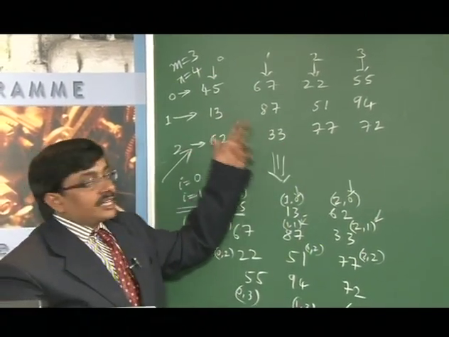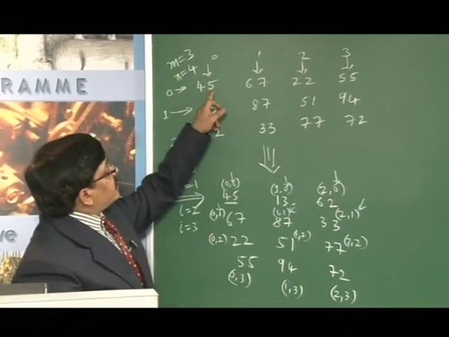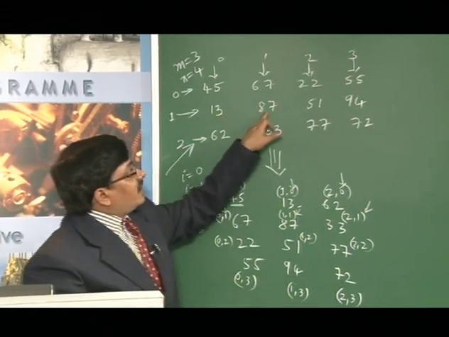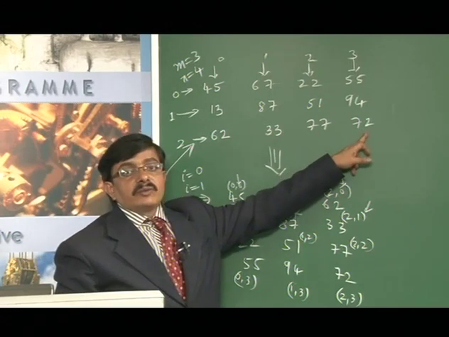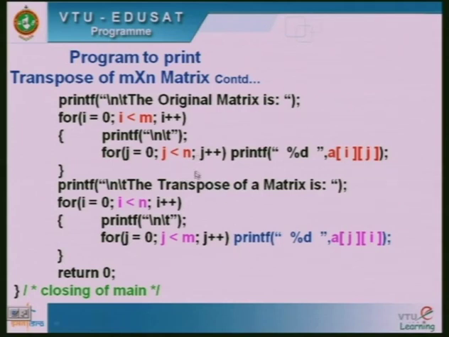Now when I am displaying the normal matrix, when i is equal to 0, the 0th row elements will be printed. The indices of these elements will be 0 0, 0 1, 0 2, 0 3, 1 0, 1 1, 1 2, 1 3, 2 0, 2 1, 2 2, 2 3. This is the normal way I am going to print the elements, with respect to this looping.